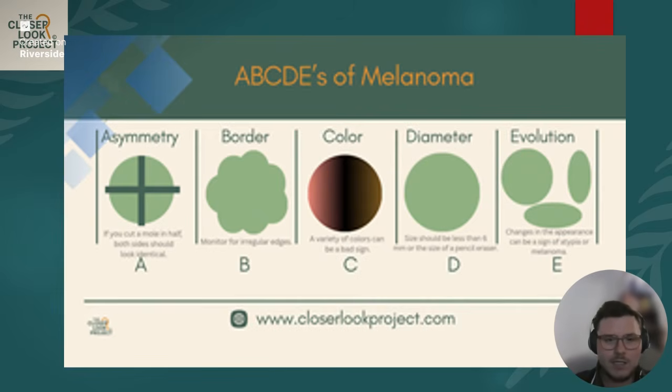Color variation is what C stands for. And that means if you see a mole that has more than one color in it, that could be a concerning sign. It shouldn't be pink, it shouldn't be red, it should be brown or even a darker brown. And if it is pink or red, as long as it's one full color, it's less concerning. But like I said, if it's more than one color, that is a red flag. D stands for diameter. So anything greater than 6 millimeters, or the size of a pencil eraser. And E is for evolution. So if it is evolving over time, that could be a sign that it's progressing to a dysplastic mole or a melanoma as well.